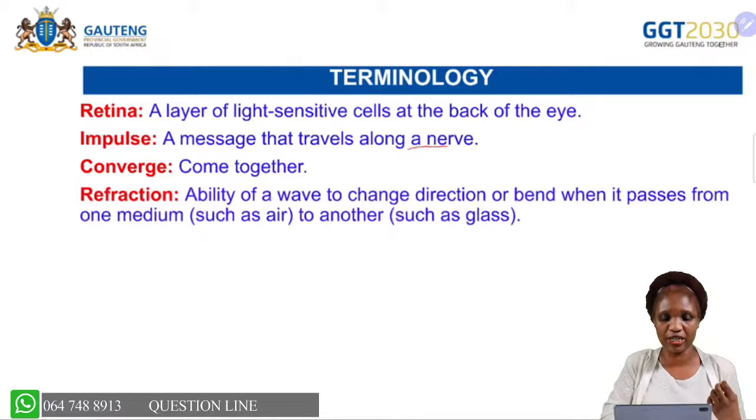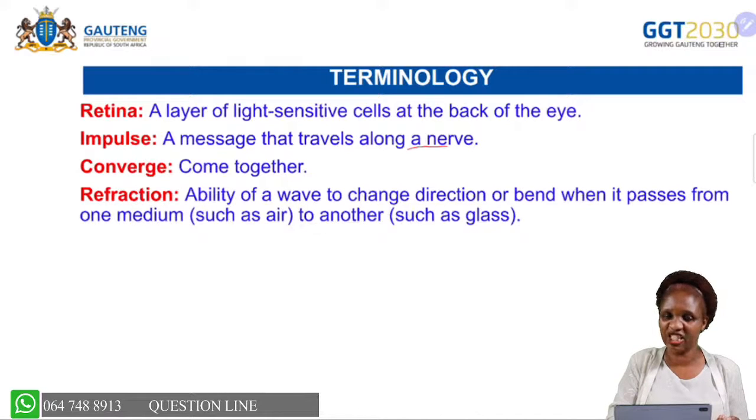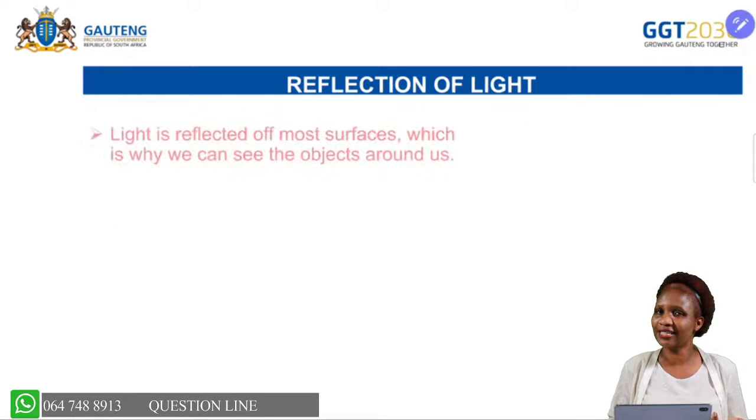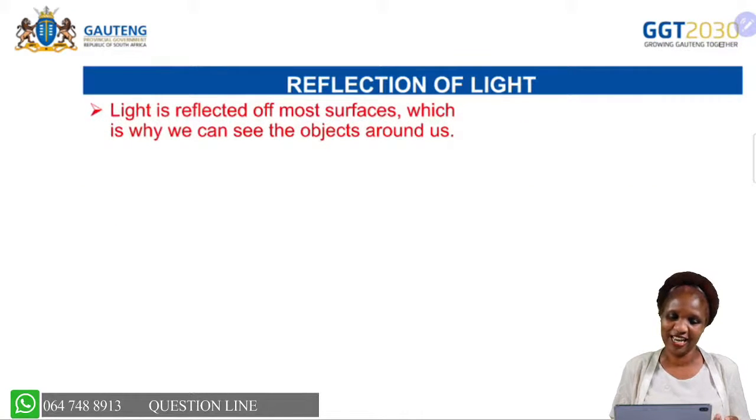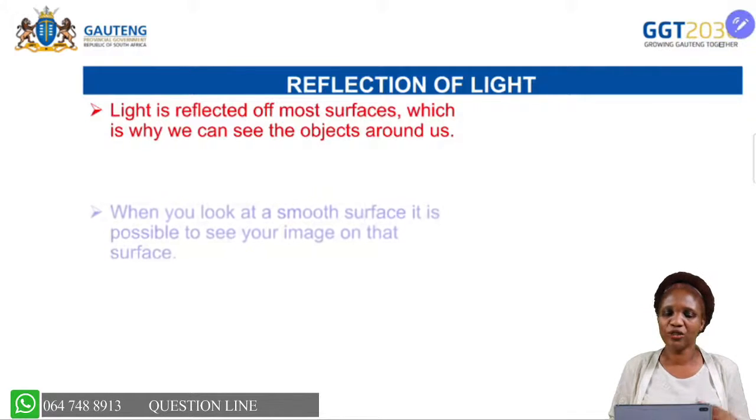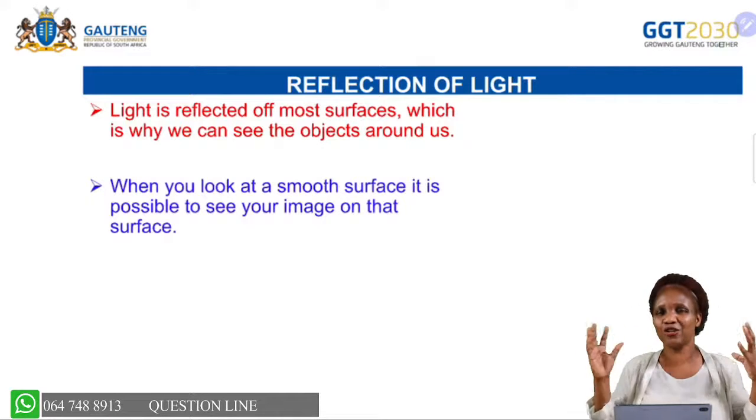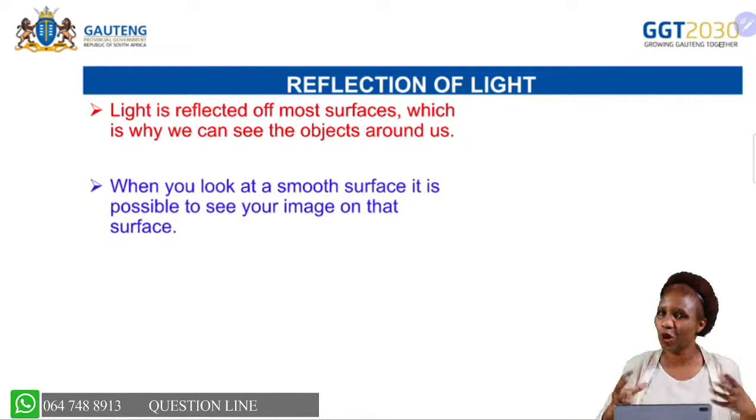And then we've got what? Refraction is what we're talking about. It is the ability of a wave to change direction or bend when it passes from one medium, such as air, and another, such as glass. And then let's look at reflection of light. Light is reflected off most surfaces, which is why we can see objects around us. We can see a lot of objects around us. It is because of reflection.